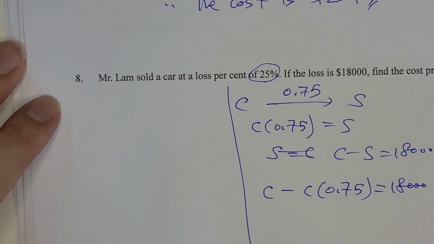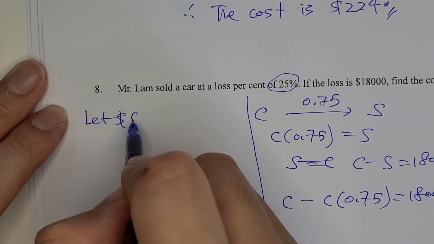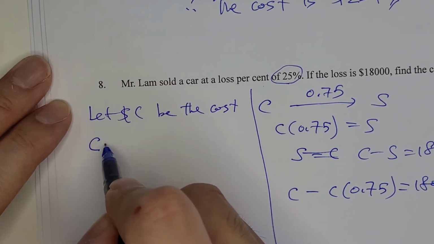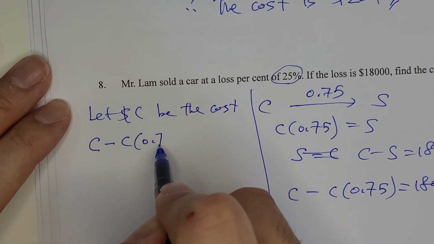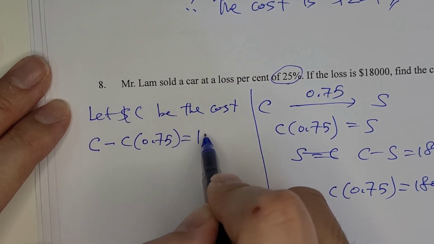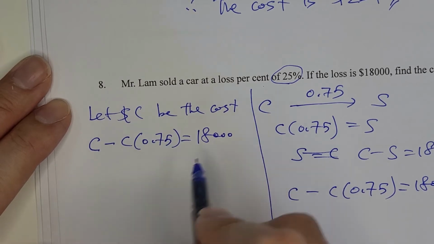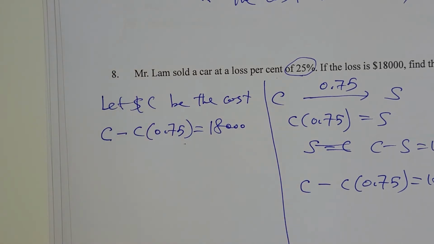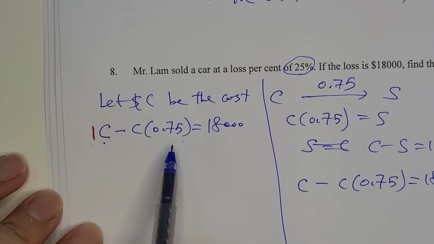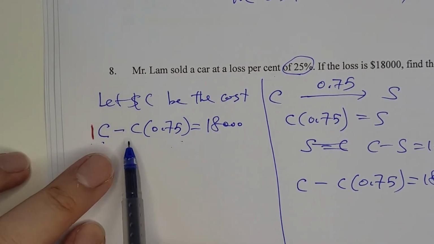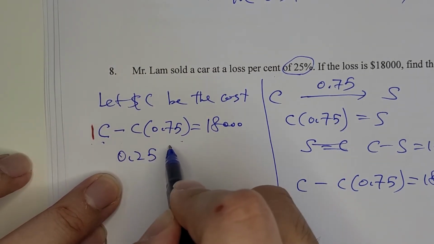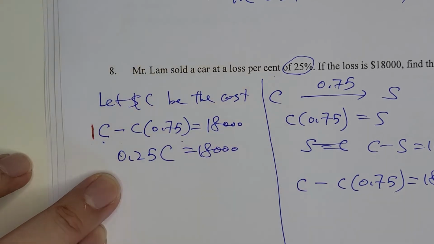Therefore you can let C be the cost again. The cost minus the selling price will be the loss, 18,000. Okay, so how do we simplify this? There's a hidden one here. 1C minus 0.75C, they are like terms, so you can simplify it as 0.25 times C. That's 1800.